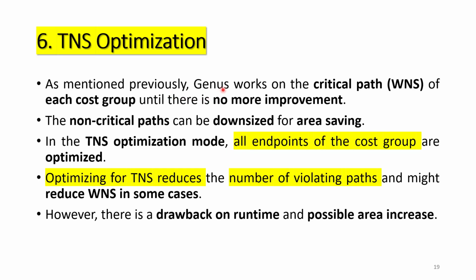As mentioned previously, Genus works on the critical path worst negative slack of each cost group until there are no more improvements. As I told you, the critical path is the path having max delay, and the cost group depends upon the create_clock commands that you are using. The non-critical paths can be downsized for area saving.